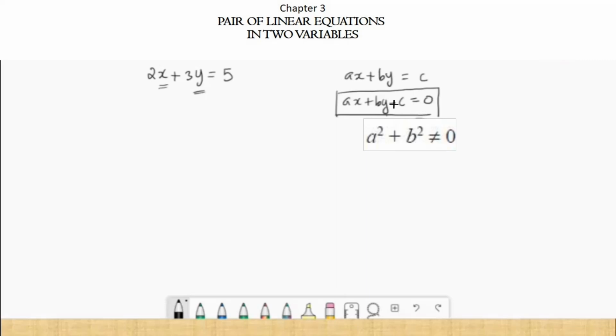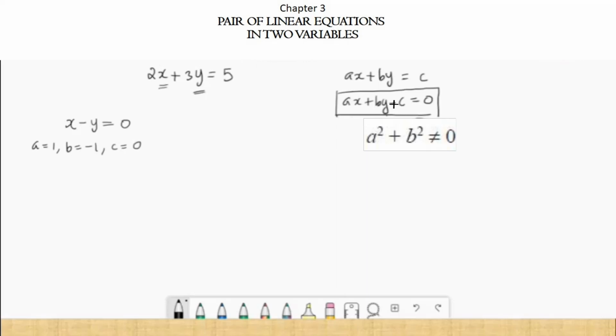So I start with a very simple example: x minus y, with c equal to 0. Here in this example, what is the value of a? 1. What is b? Minus 1. What is c? 0. So a is 1, b is minus 1 and c is equal to 0. Is this a linear equation in two variables? Any doubt? No. Okay.